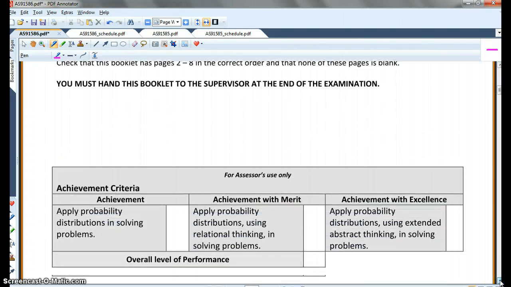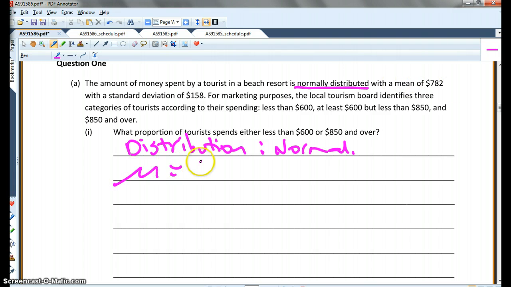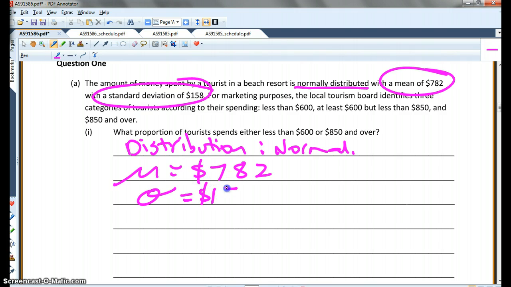Alrighty, so distributions, the beach resort. The amount of money spent by a tourist in a beach resort is normally distributed. So straight away we can say the distribution is normal. So it's really good to actually write that down, with a mean of 782 and a standard deviation of 158. For marketing purposes, the local tourism board identifies 3 categories of tourists according to their spending.